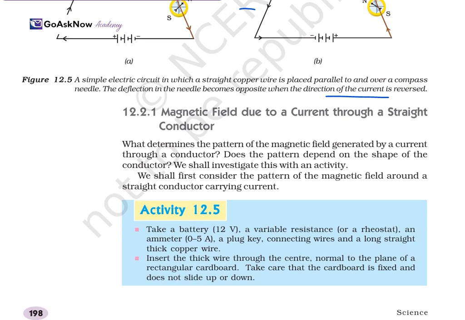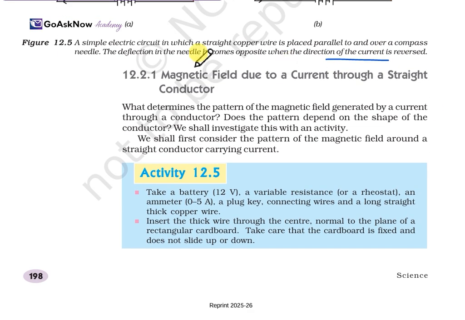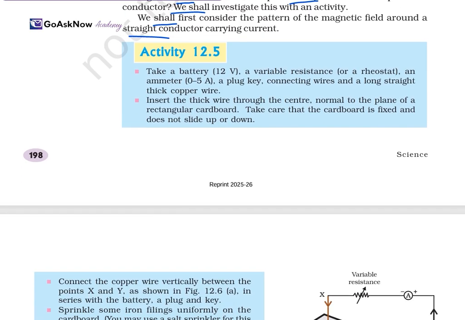Now next is the magnetic field due to the current through a straight conductor. What determines the pattern of the magnetic field generated by the current through a conductor? Does the pattern depend on the shape of the conductor? We shall investigate. As it is mentioned, it's a straight conductor, so whether the shape matters or not, we'll have to determine. We shall first consider the pattern of the magnetic field around a straight conductor carrying current. So firstly we'll do this with the help of one activity.